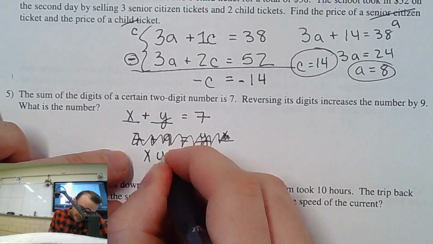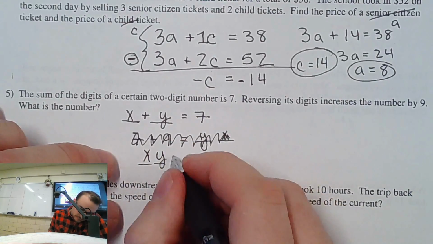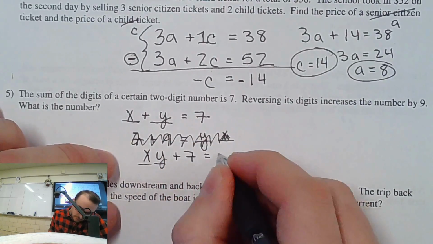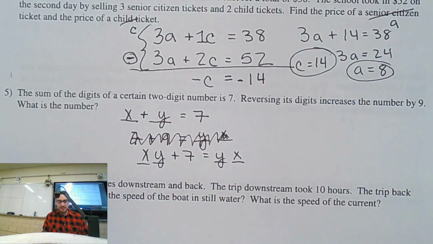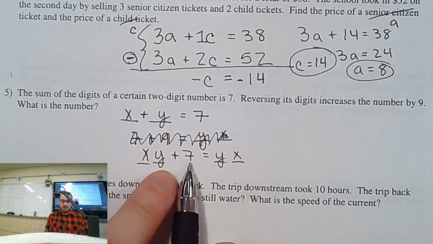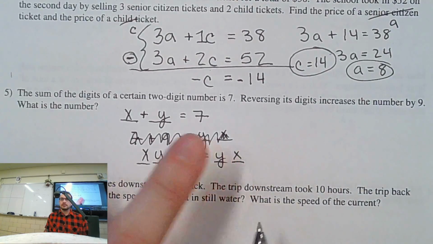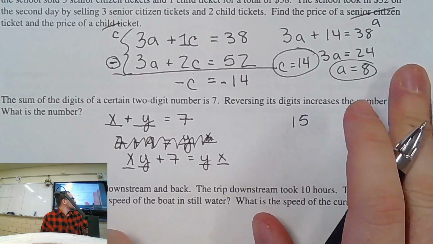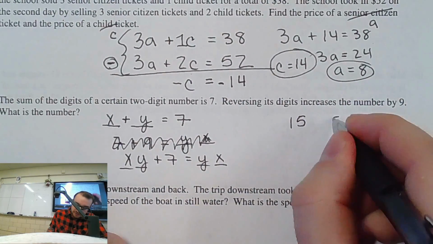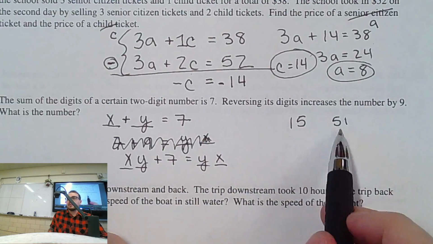So x, y as digits plus 9 will equal yx as digits. Does that make sense? The original number, if you add 9 to it, is going to be the same as its number flipped. So if I had the number 15 and I reverse its digits, I get 51, right? I increase that number by a ton.